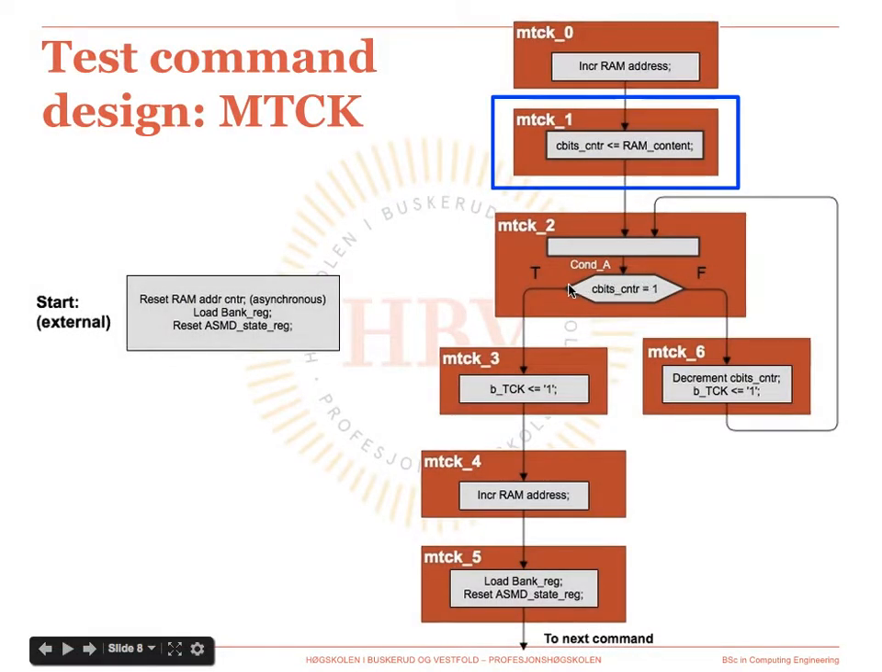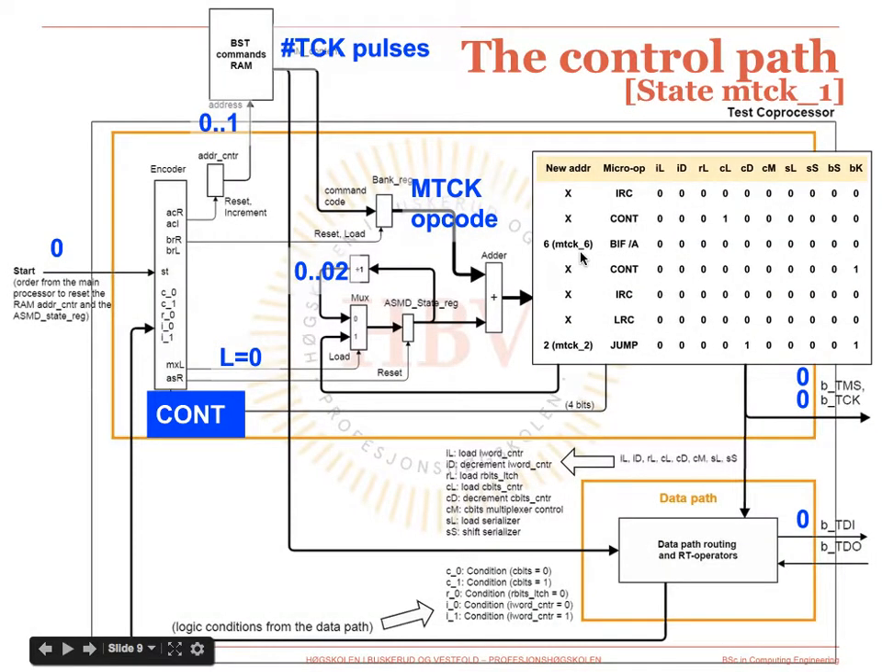In MTCK1, we will load the data path current bits counter with the number of TCK pulses and continue to the following MTCK2 state. Let's look at the control path operating conditions for this case.